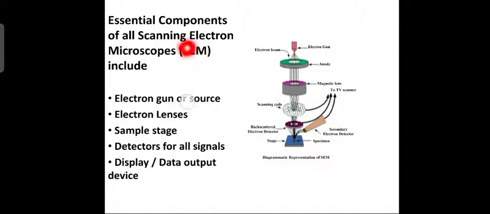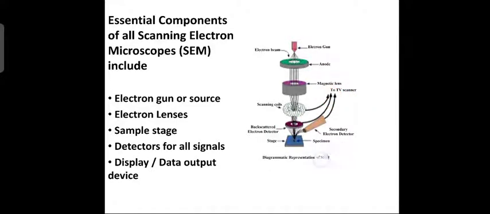Now, what are the essential components of all scanning electron microscopes? They include the electron gun, which I have already shown here, electron lenses, which are nothing but magnetic lenses, the sample stage, that is a place where you can keep the sample or specimen, detectors for all signals, which you can see over here, and a display or data output device. So, display will be done here.